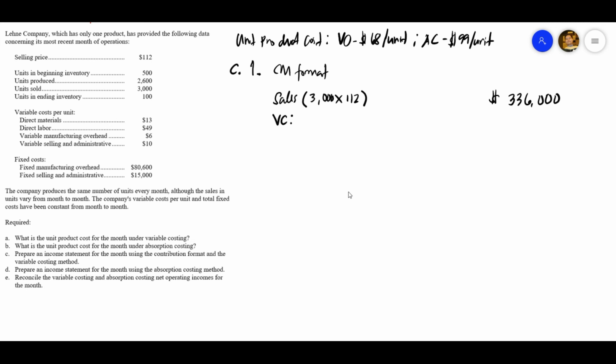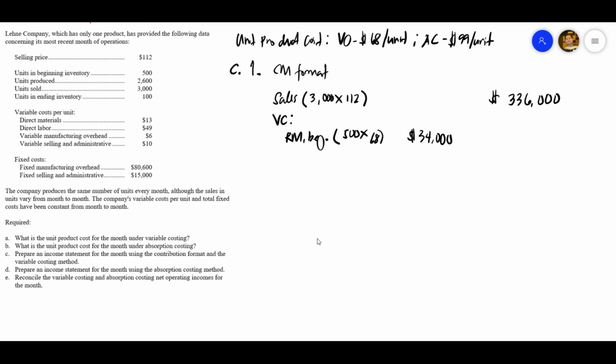So in here we have your raw materials beginning. How do we compute our raw materials beginning? It's the units in beginning inventory, 500, multiplied by the unit product cost under variable costing of $68. And that will give us a value of $34,000.